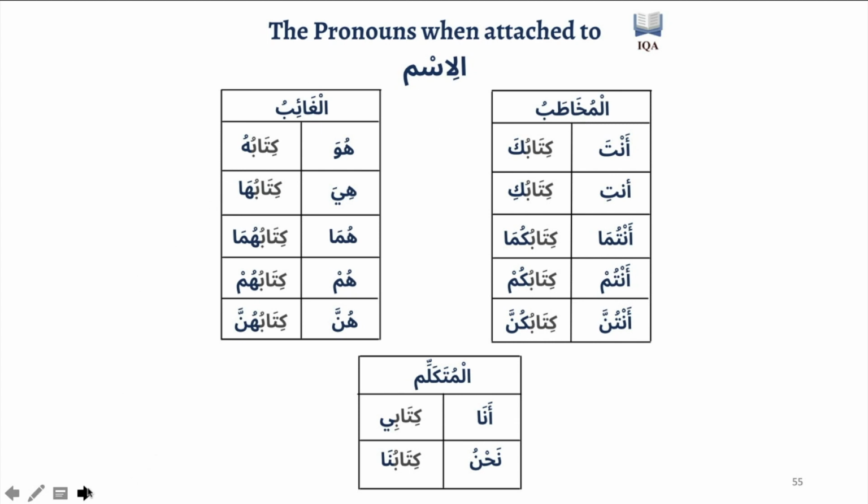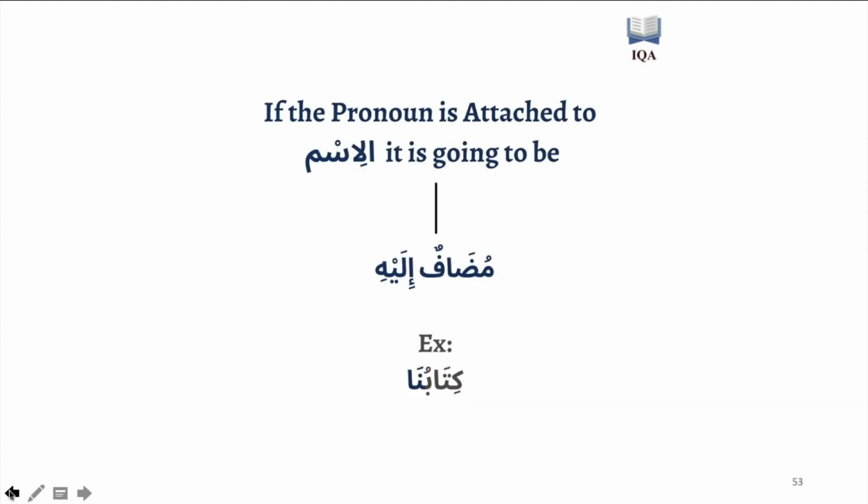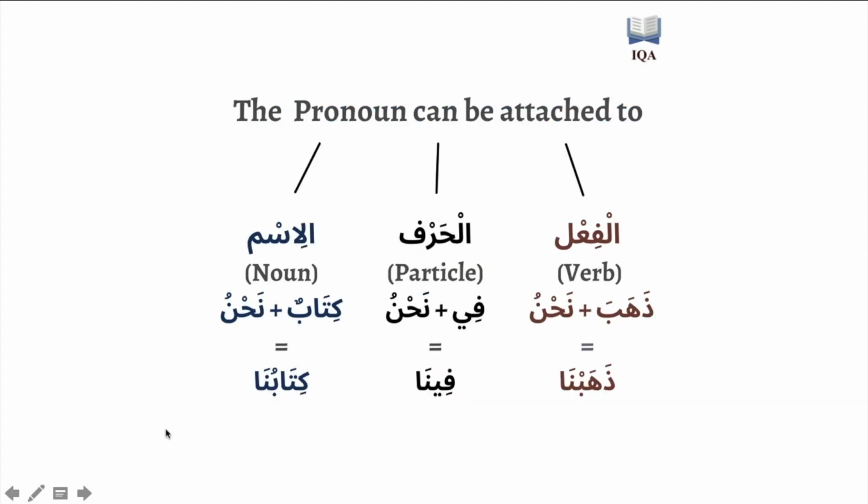When a pronoun is attached to a harf, it's very similar. Huwa becomes hu, hiya becomes ha, huma becomes huma also, and it follows pretty much the same pattern for all of them. Now min means from, so minhu means from him, minka means from you, masculine, minni means from me, minna means from us, and the list goes on. So that, in a brief sense, is the attached pronouns, specifically when they're attached to an ism or to a harf.